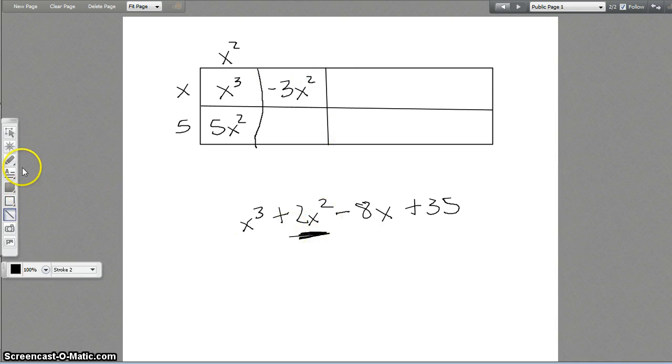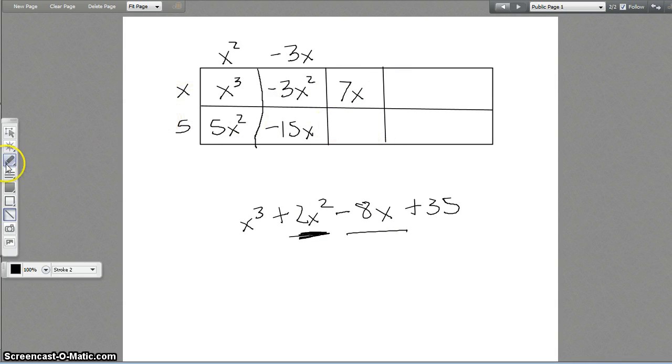Okay, so what do we have to multiply by x to get negative 3x squared? Well, that would be negative 3x. And then negative 3x times 5 is negative 15x. But our x term is supposed to be negative 8x. That means our other x term has to be a positive 7x, because negative 15x plus 7x will add to negative 8x. So let me draw my little grid line here.